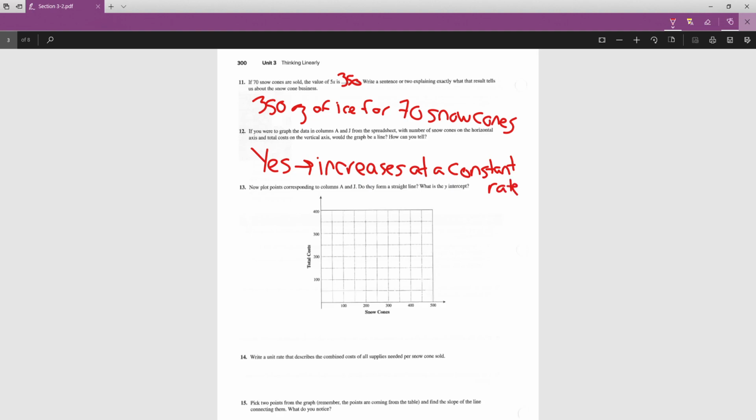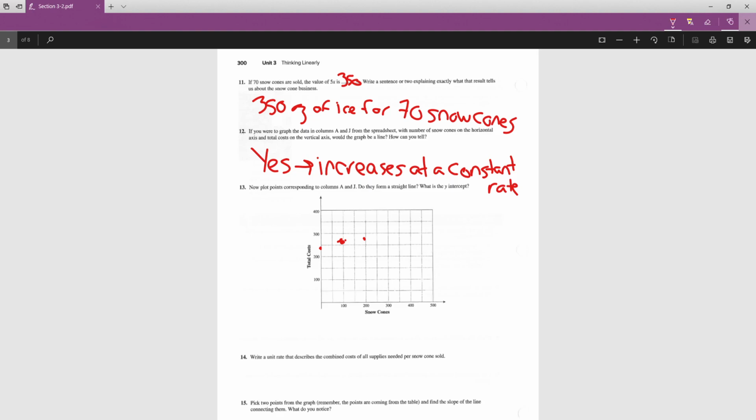Let's go ahead and plot these points. So when I had 0 snow cones sold, my total cost was $245, which is just a little less than $250. When I sold 100 snow cones, my total cost was $257, which is just a little more than $250. Dots are hard to do with the stylus. When I sold 200 cones, my costs were $269. You'll notice it's a very flat line. Mine's probably less of a line than it should be.